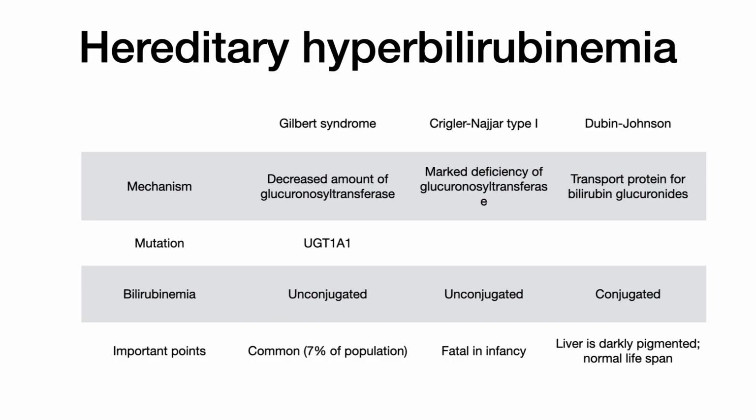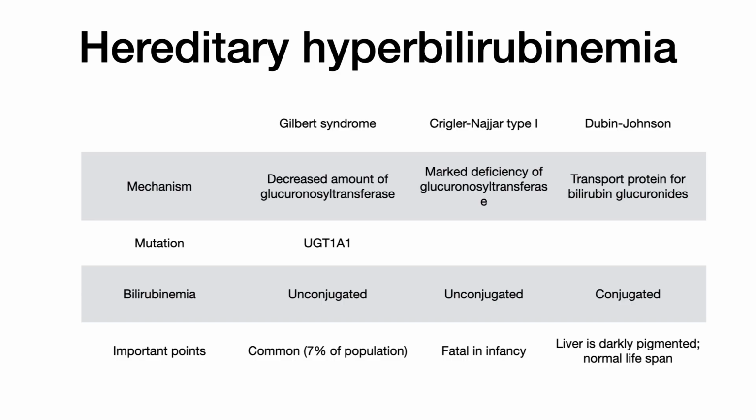So Gilbert's is a decreased amount of glucuronosyltransferase, which is what's going to conjugate the bilirubin. So basically, if you don't have that, you have an increased amount of unconjugated bilirubin, and it's fairly common. It says 7% of the population. So this would be somebody who has had intermittent episodes of jaundice during their life, but no real other problems.